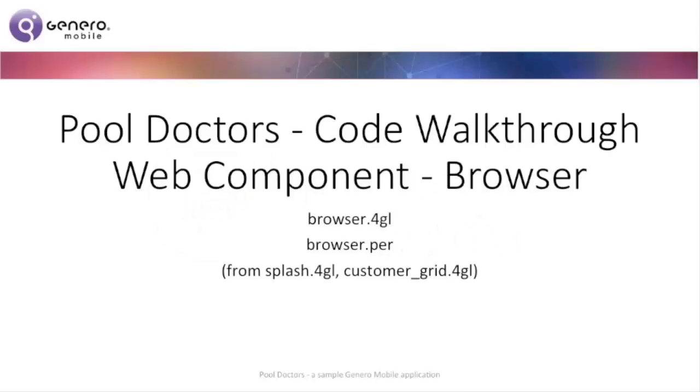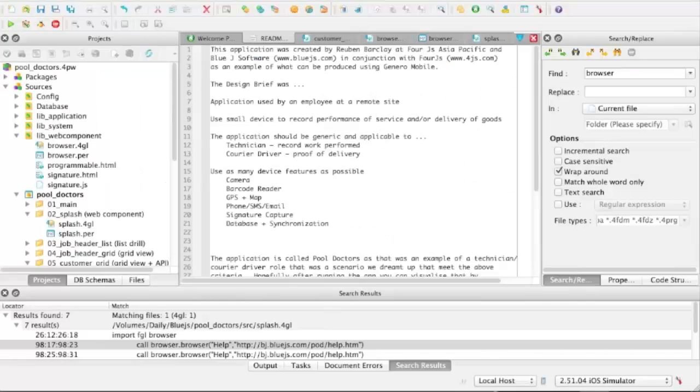In this series of videos, I walk you through the sample Poor Doctors application that I developed for the introduction of Genero Mobile. In this particular video, I look at the web component and the ability to use it as a browser. In particular, I look at the files browser.4gl, browser.per, and where that's called from, splash.4gl and customer_grid.4gl. So we'll show it running to begin with.